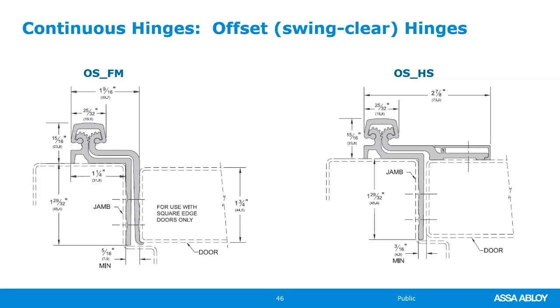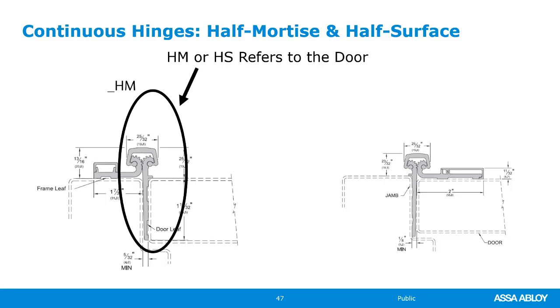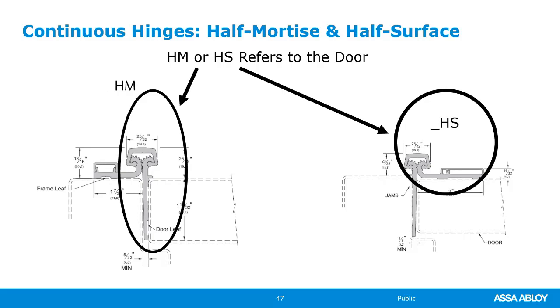Now we'll take a look at the offset swing clear hinges. We have the offset full mortise, and we have the offset half surface, meaning half of it is mounted to the face of the door. The other half is mounted to the inside of the frame. Like I said, HM or HF, half mortise, half surface, refers to the door. The word after the half always refers to the door. You'd be surprised at how long it actually takes people to realize that.